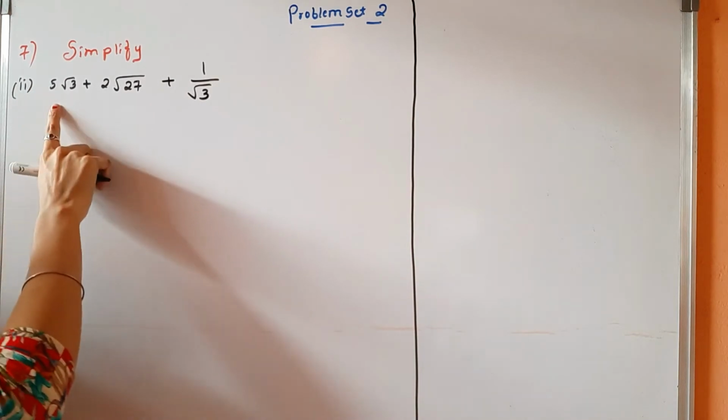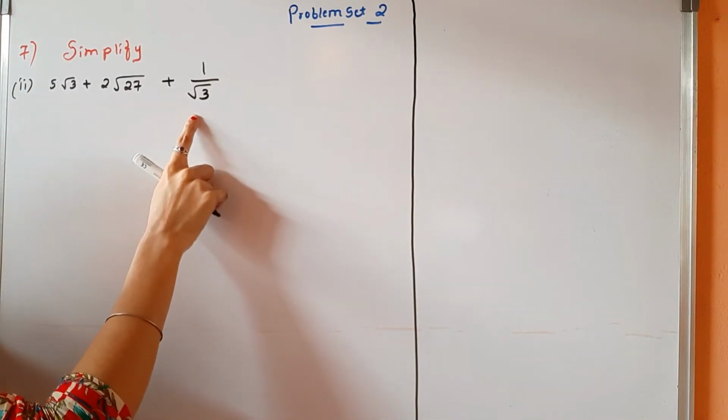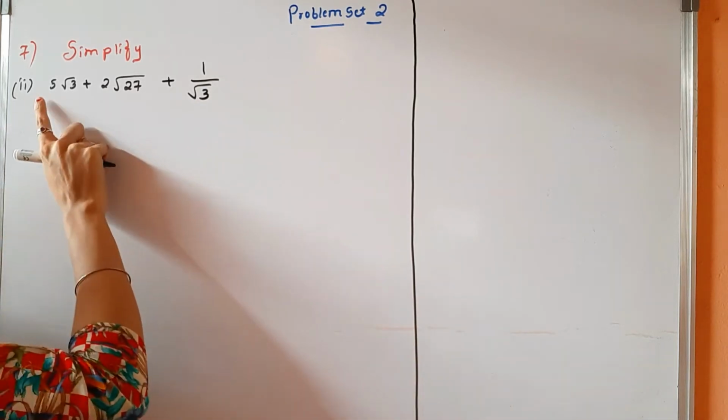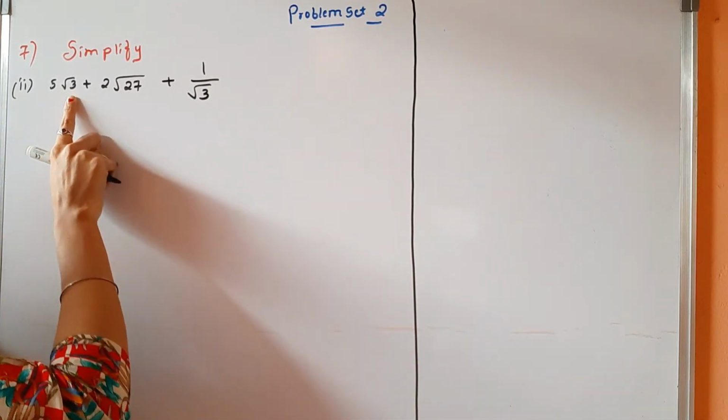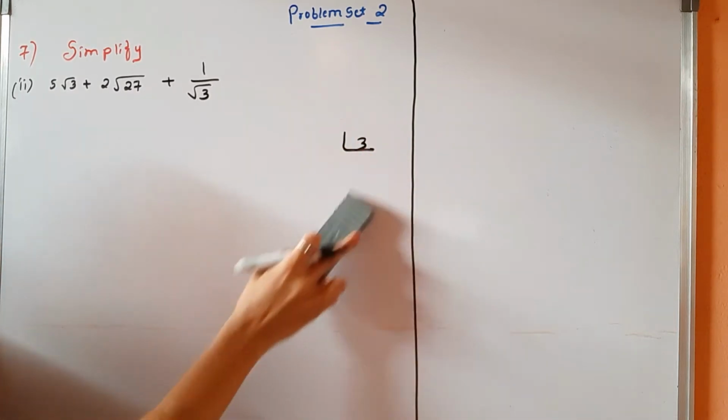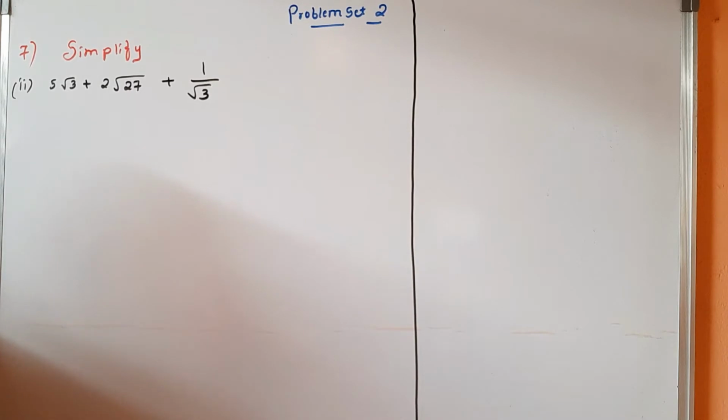The second sum is 5 root 3 plus 2 root 27 plus 1 upon root 3. We'll simplify. See here, root 3, 5 root 3. 3 is a prime factor. We cannot apply the prime factor method to 3. इसको हम लोग नहीं कर सकते. So we leave that one like that only.